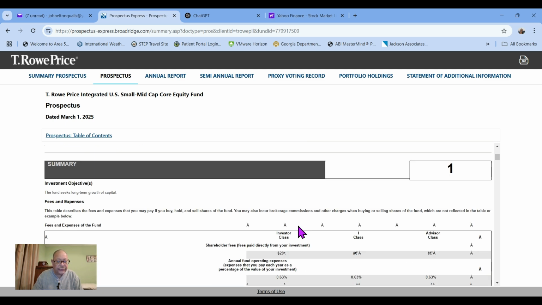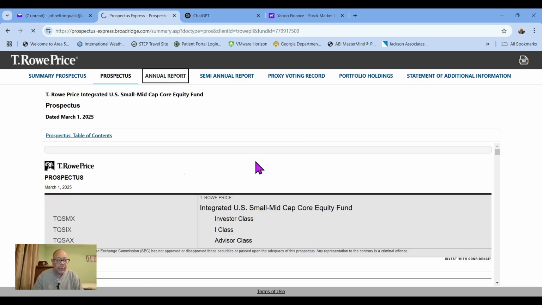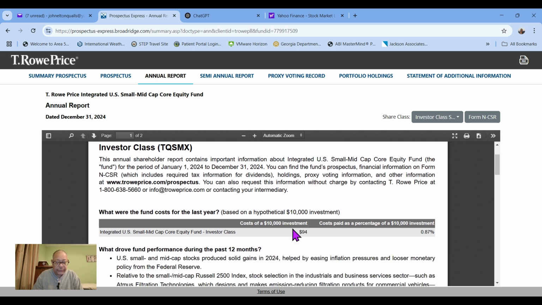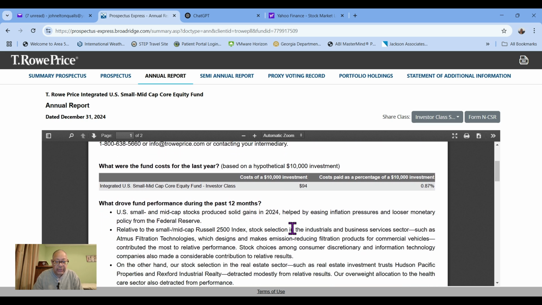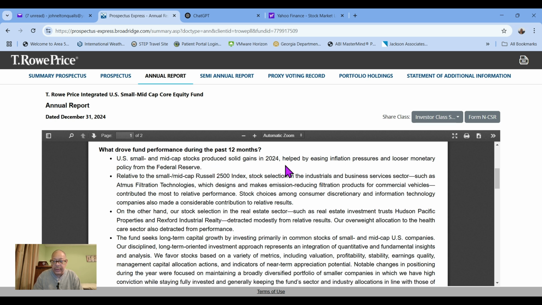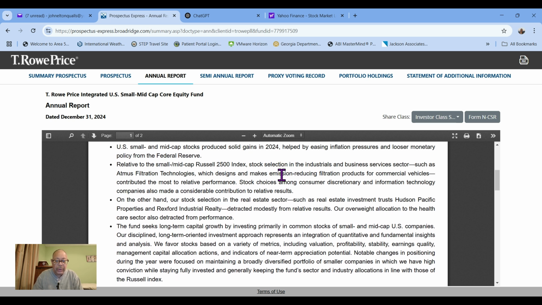It's got a lot of stuff in here. So you could just read through here. Here's the annual report. This report wasn't too bad here. It actually, right here, it says what drove the fund performance. So you will be able to look through here, and it talks about the little bit of reduction in the interest rates. That's pretty much out the window now.